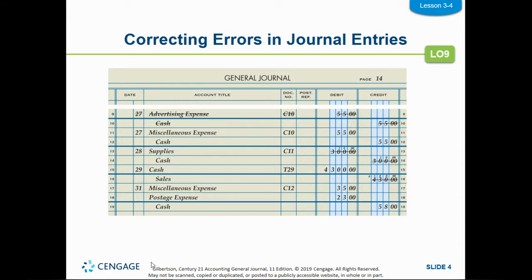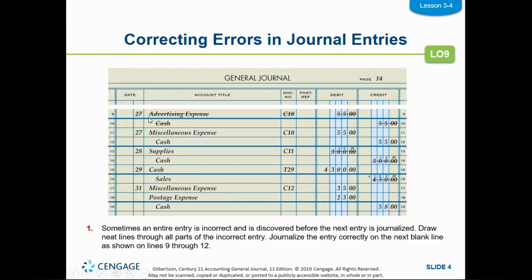So sometimes an entire entry is incorrect and is discovered before the next entry is journalized. And if that happens, you're just going to draw a line through it, just like here. That shows you know you made a mistake and you're not going to post anything when we get to chapter 4 on that.